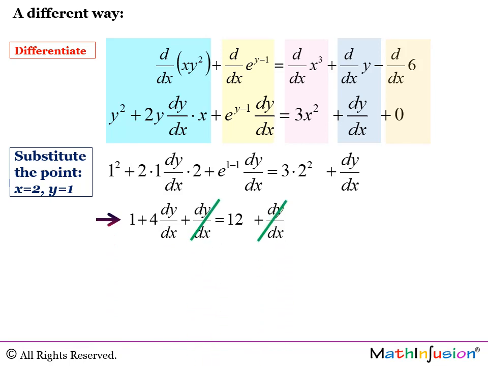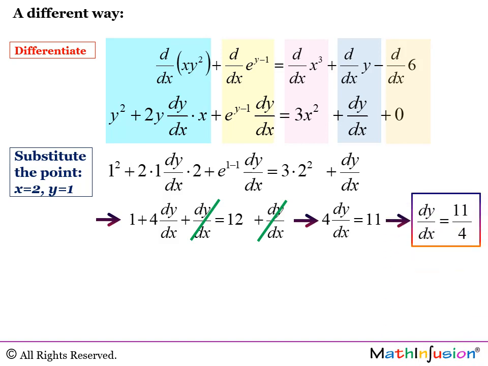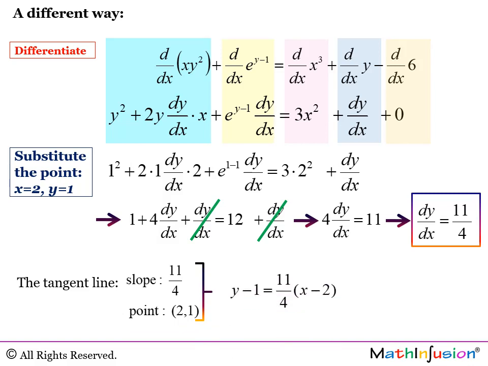In this case, you can see that you can cancel the dy/dx on both sides, and you're left only with 1 plus 4 dy/dx equals 12. So 4 dy/dx equals 11. And dy/dx equals 11 over 4. As you can see, this is much easier to do. Now, as usual, we can do this really fast because we did it before. And we get, obviously, the same line because we got the same dy/dx.